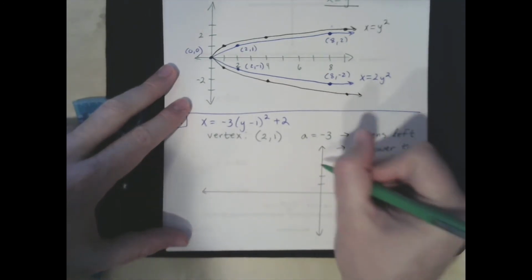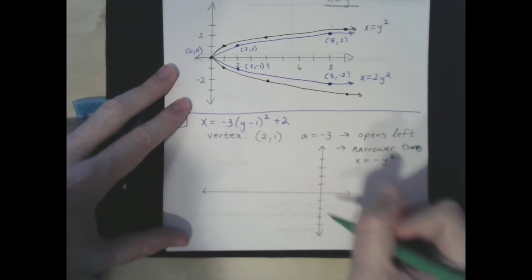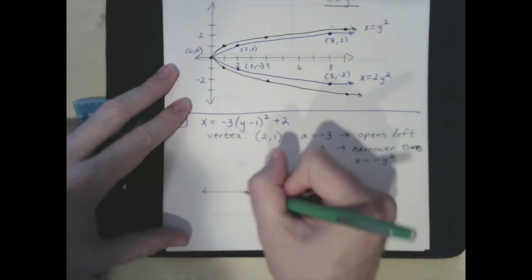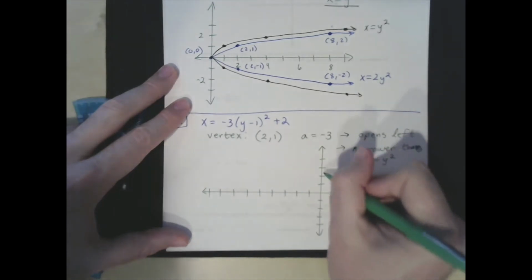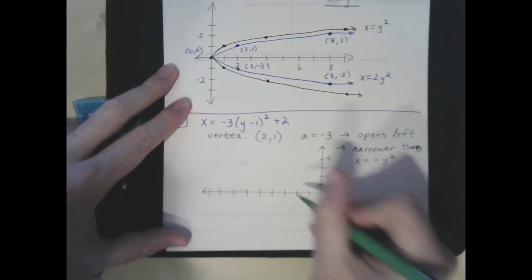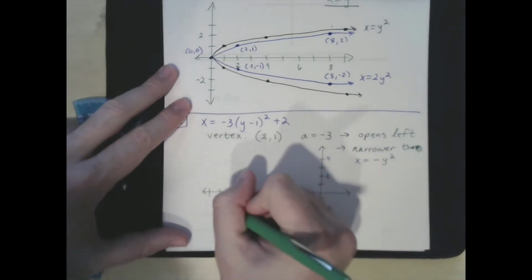One, two, three, four. 1, 2, 3, 4, 5, 6, 7, 8, 9. So this will be 2, 4, negative 2, negative 4, negative 2, negative 4, negative 6, negative 8.